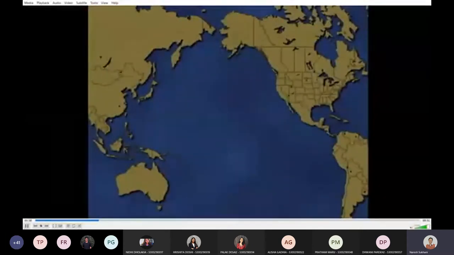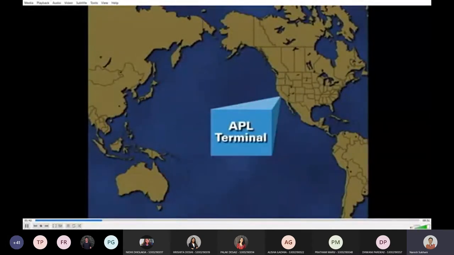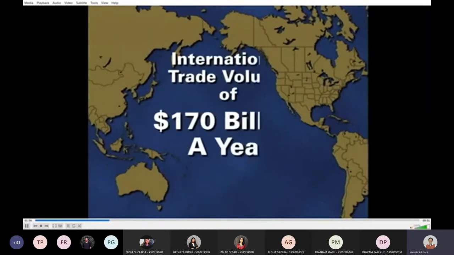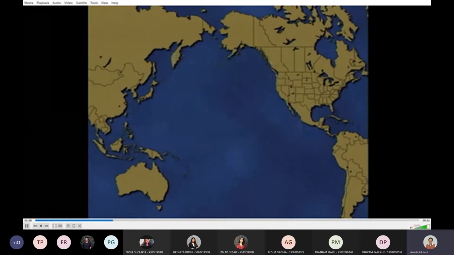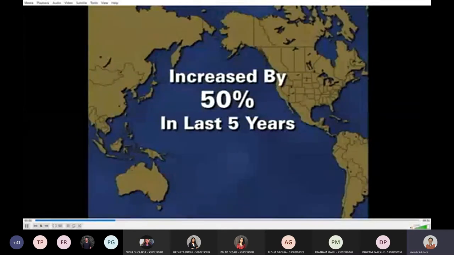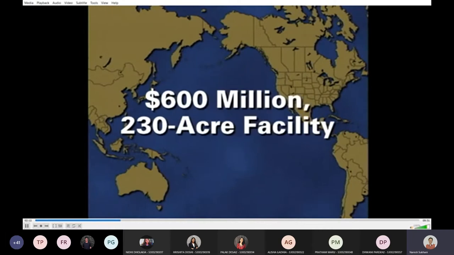Let's examine this efficiency by taking a closer look at the point where most imports enter into the U.S., the new American President Lines Terminal, or APL Terminal for short, located at the harbor of Los Angeles. LA is currently the nation's largest port, handling an international trade volume of $170 billion a year. This volume has increased by 50% in the last 5 years and is expected to double over the next 25 years. To meet these increasing demands, APL invested $600 million in this new, state-of-the-art, 230-acre facility.